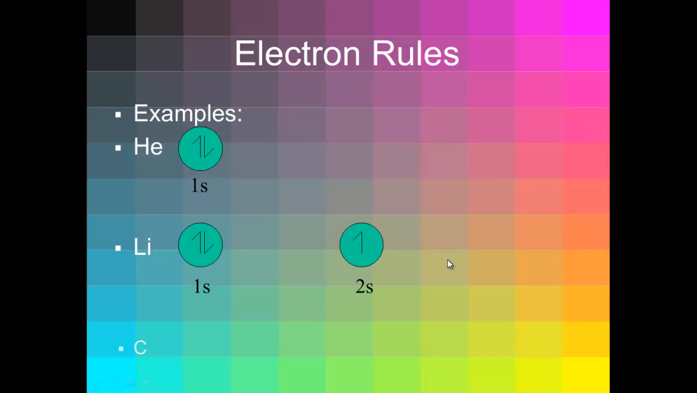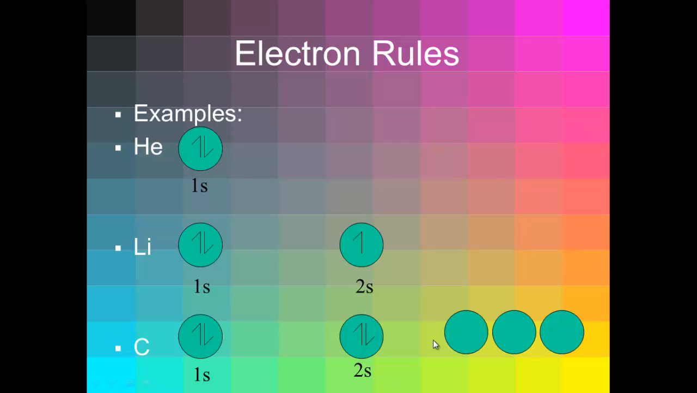We'll do one more, skip over a couple elements. Now we have carbon. Carbon has 6 electrons. So again, we start with 1s, which holds up to 2 electrons. Then we have 2s, which holds up to 2 electrons. 2 plus 2 is 4. I need 2 more to make 6. The next spot is the 2p.